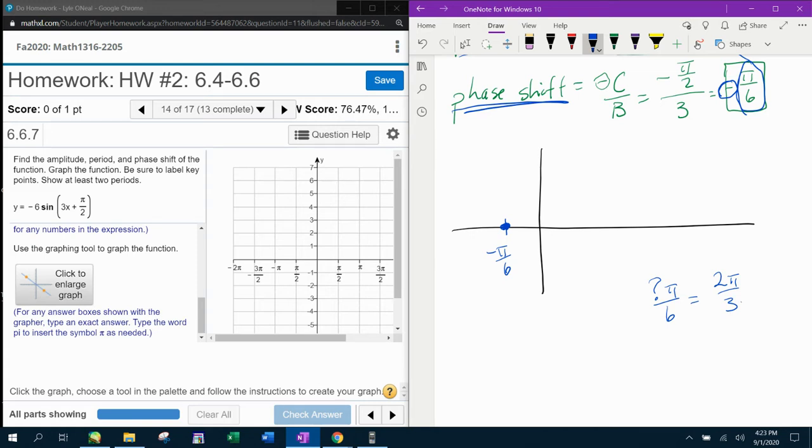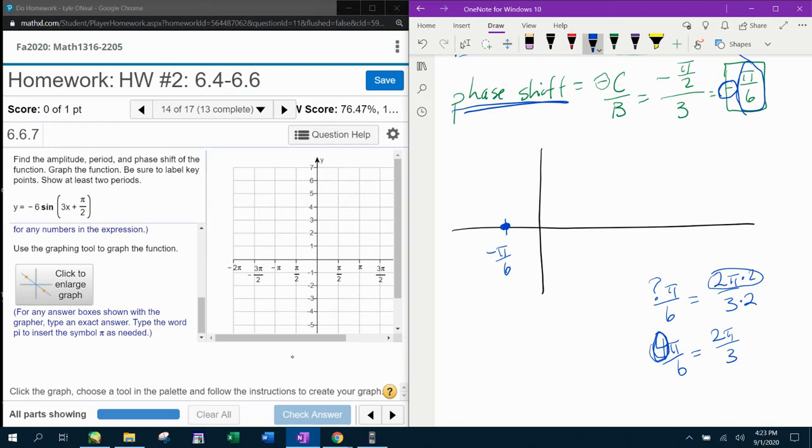So we need a common denominator. Multiply by 2. 3 times 2 is 6, but I've got to do the top times 2 also. And then 2 times 2 gives me 4. Okay, so that tells me that 4 pi over 6 will be equivalent to 2 pi over 3. And if you're wondering why I need to do all that work, it's because that's going to tell me how many spaces to go.